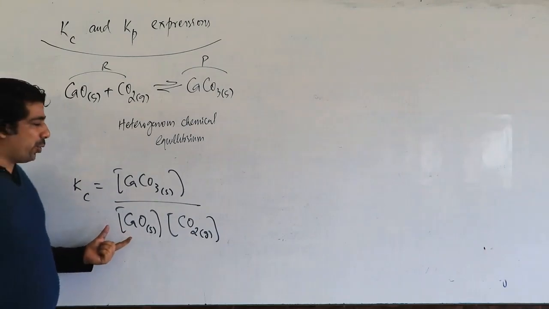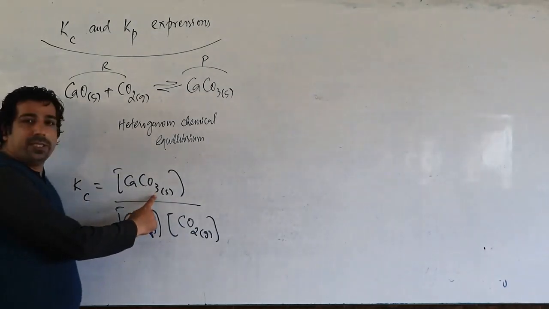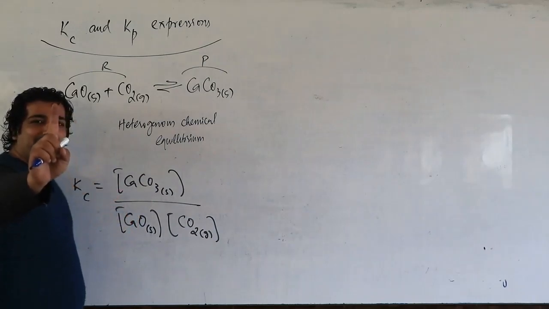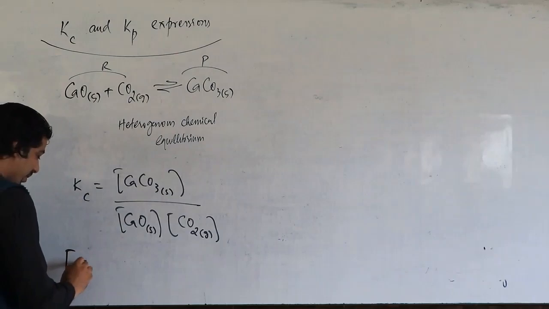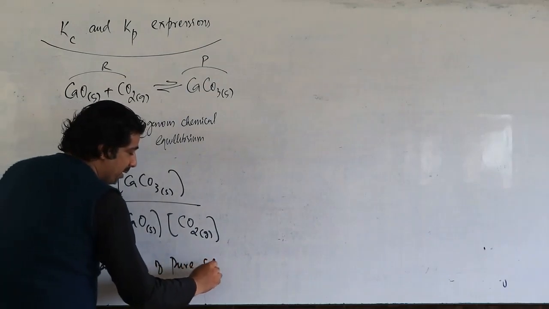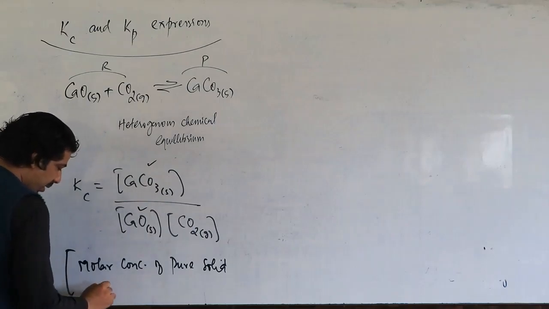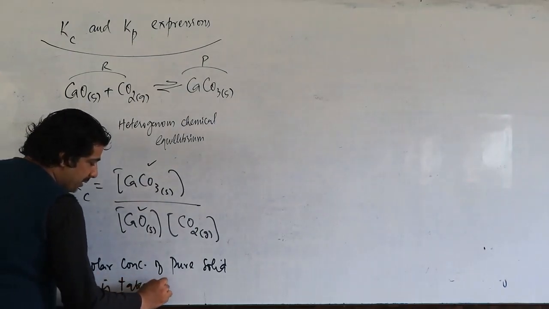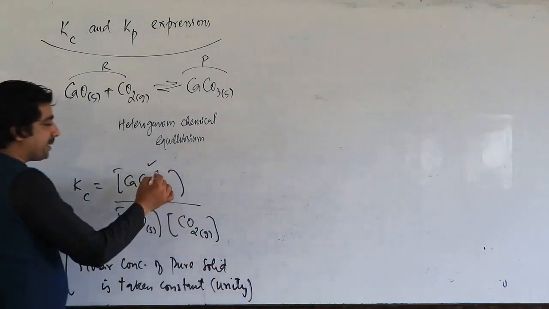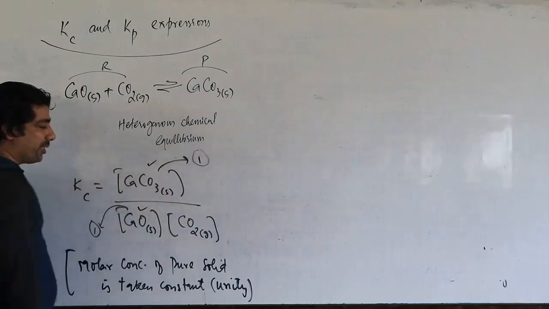My dear friends, I told you, just in previous key concepts, I have told you that molar concentration of solid or molar concentration of pure liquid are constant. They are taken as unity. Unity means 1. That I have already told you. Here I don't have liquid, so I will mention only solid. So pure solid is taken constant, and that constant is taken as unity. Unity means 1. So in place of this I can use 1, and in place of this solid also I can use 1. So 1 and 1, unity, constant term.